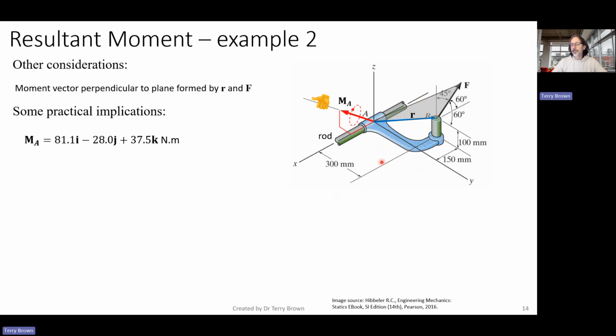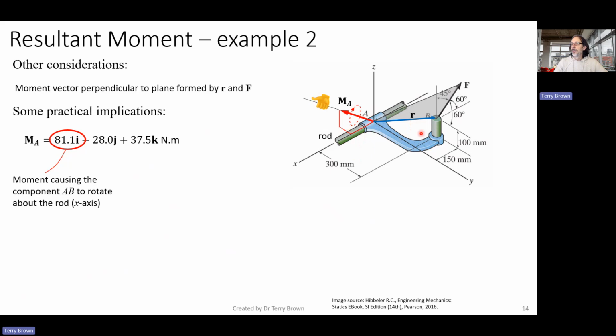All right, so let's consider a few more things here. Some practical implications of this. Let's consider firstly this term here, the 81.1i, which indicates a moment about the x-axis. So what is that practically? Practically, that's the moment that's tending to cause this component AB to rotate about that rod.